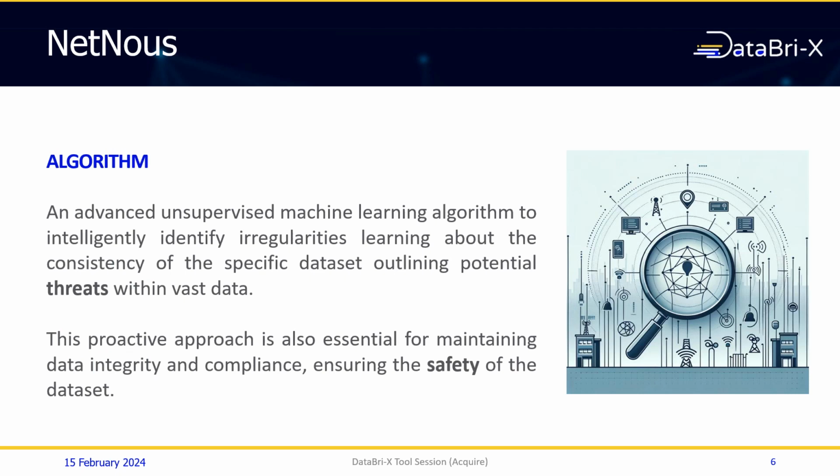This type of algorithm is made to be precise, but not biased toward any location, time of the day, or any other external factors, ensuring correct anomaly detection in big data. This proactive approach is also essential for maintaining data integrity and compliance, ensuring the safety of the datasets, but also providing insights about when and how the anomalies occur, leading to possible actions against them and further analysis on the new data acquired.